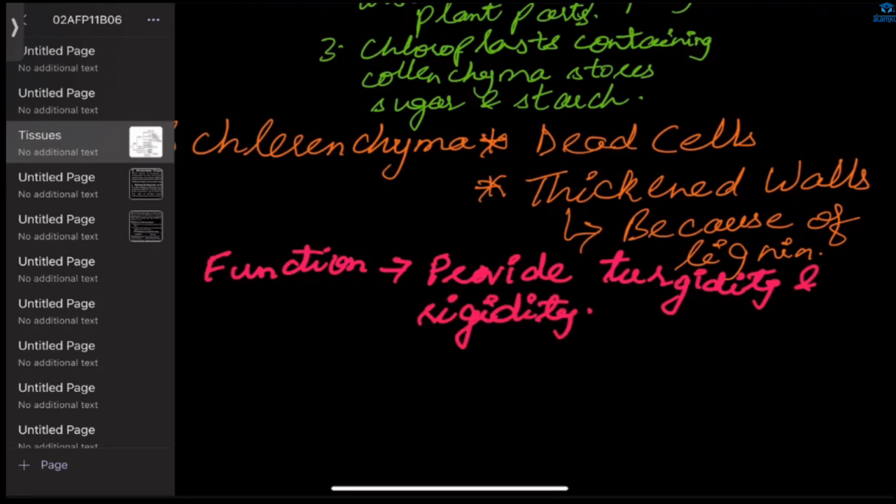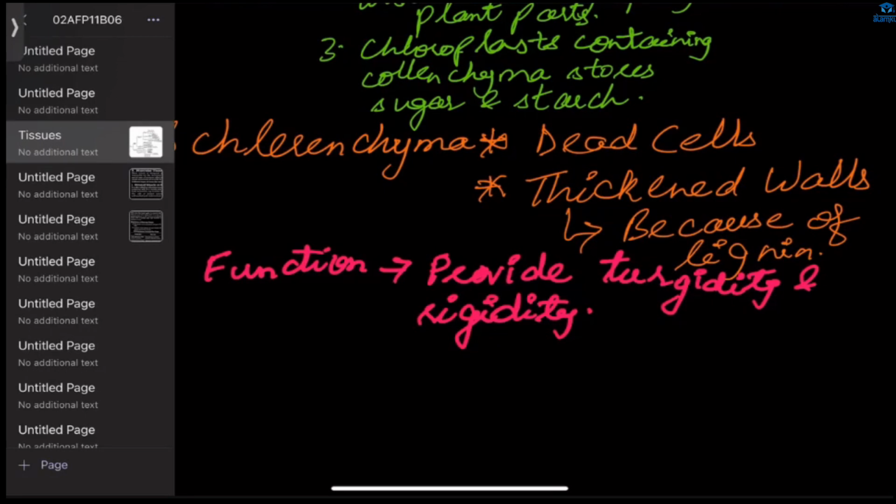Shazan, can you tell me any other function? Shazan, are you there? Okay, he's not in the group. Arham, can you tell me what can be the other function of sclerenchyma? See, these are dead cells and they provide turgidity, means these are strong kind of cells. So, what do we do with the strong kind of cells?